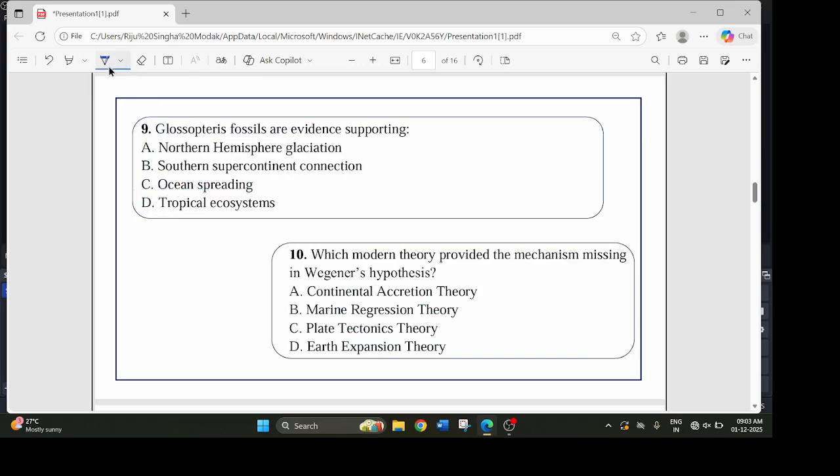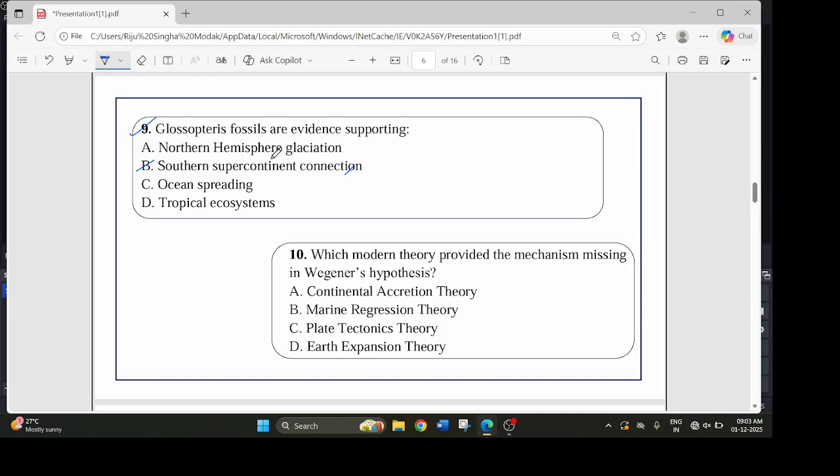Next question is: Glossopteris fossils are evidence supporting northern hemisphere glaciation, southern supercontinental connection, ocean spreading, or tropical ecosystem. So the correct answer is southern supercontinent connection.